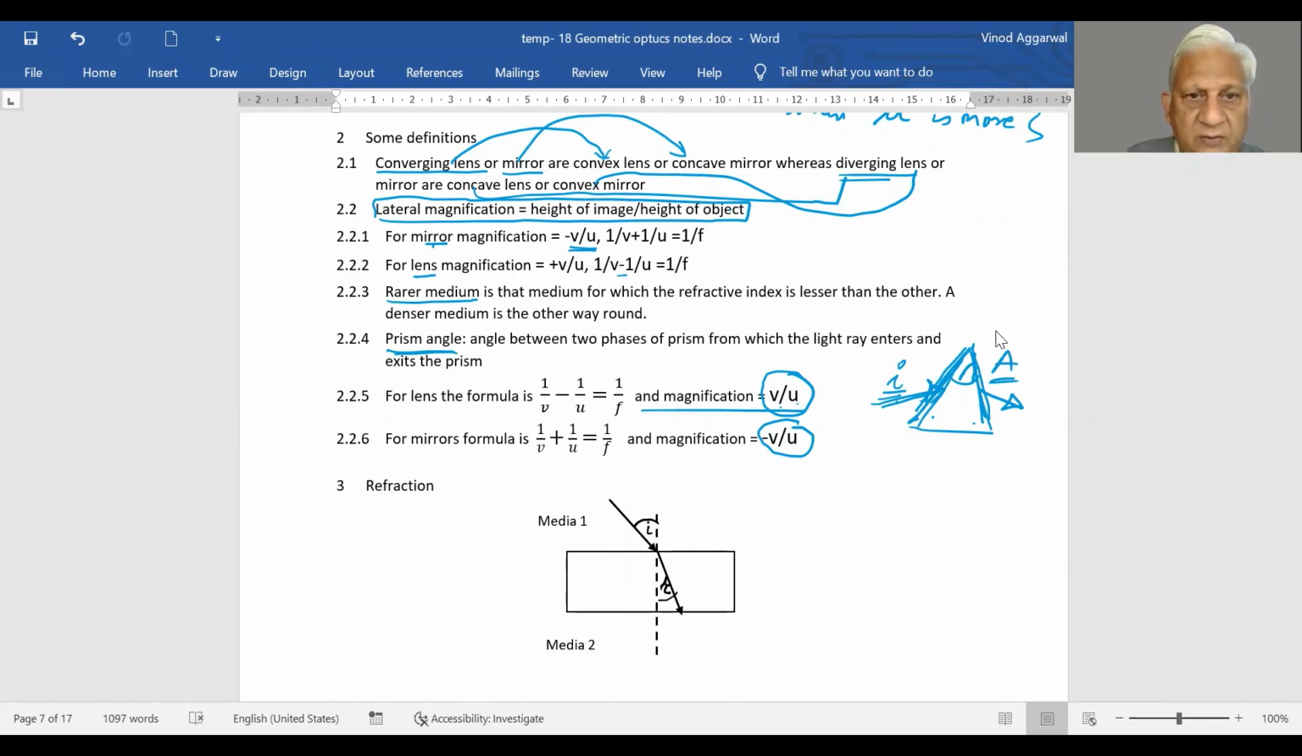Now, in case of lens, the formula is this. In case of mirror, this formula is this, for mirror.